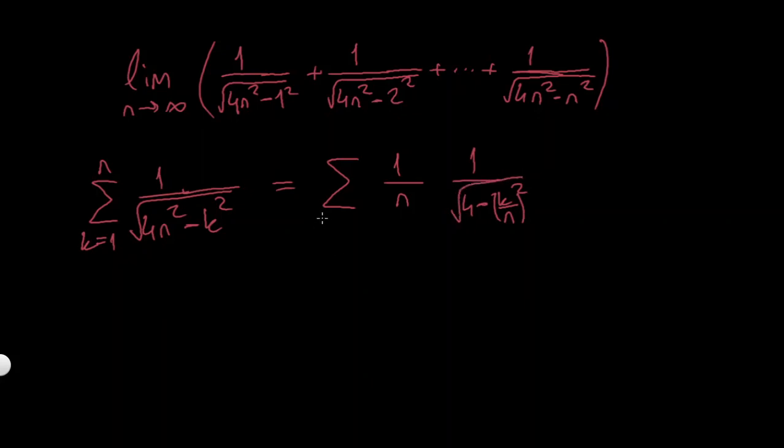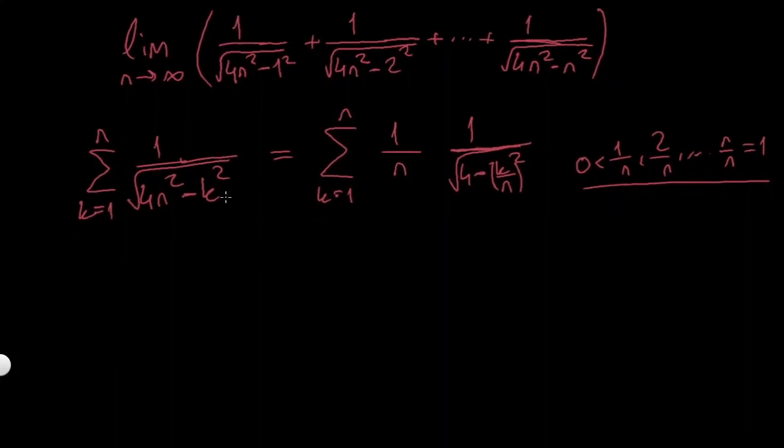So this is just equal to my sum from 1 to n. And now this is indeed a Riemann sum, because if I put k equal to 1, this goes from 1 over n, 2 over n, up to n over n, which is just 1, and I'm starting from 0. So this is just a right-hand summation.